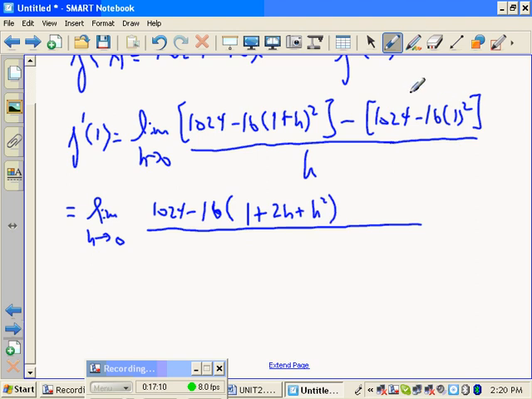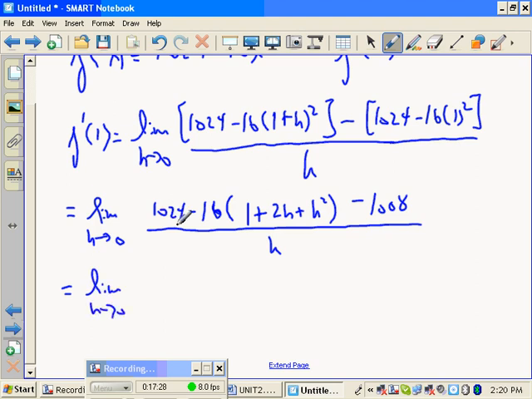And remember, we worked this out already. This is 1008, wasn't it? That was the point, the y value at t equals 1. So minus 1008. And it's over h. It's still over h. That's not good. Ugh. What the heck am I going to do about this? All right, the limit as h goes to 0.